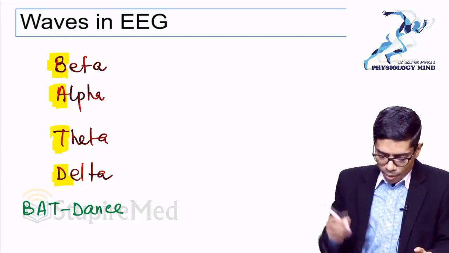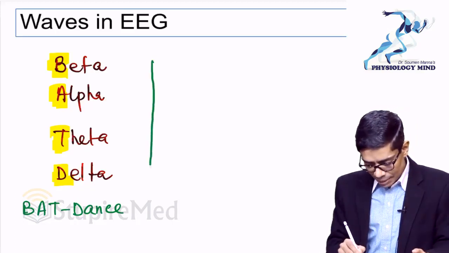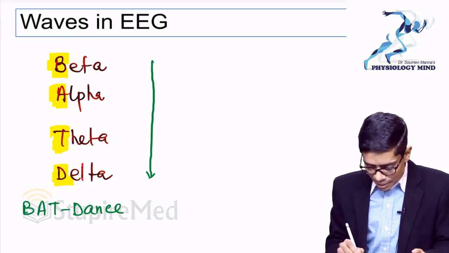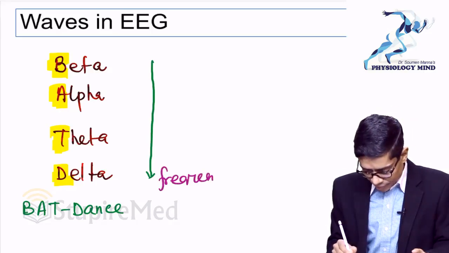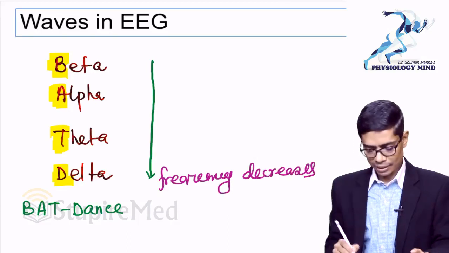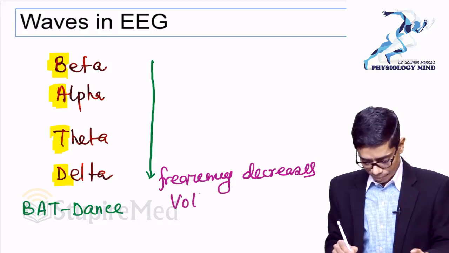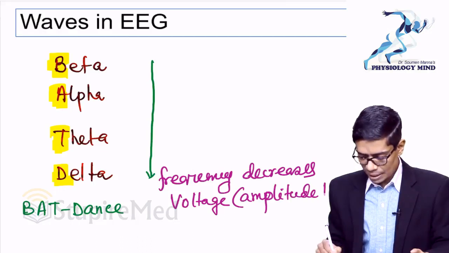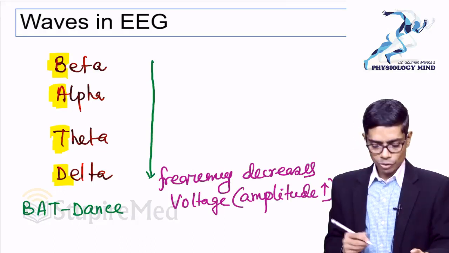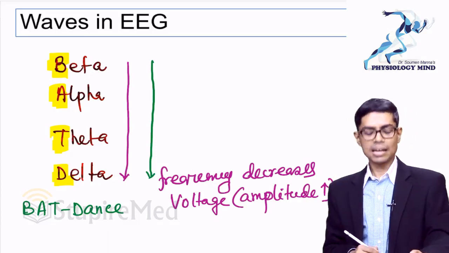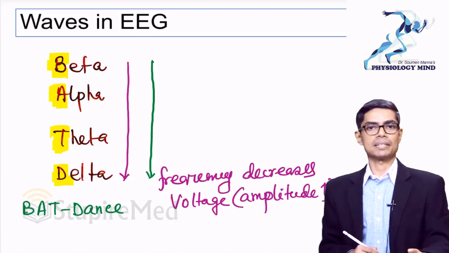So whenever you move from beta towards delta, what is happening? Your frequency decreases, but your voltage, what is voltage? That is the amplitude, increases. Okay, so whenever you are moving from beta towards delta, frequency decreases and voltage or amplitude increases.